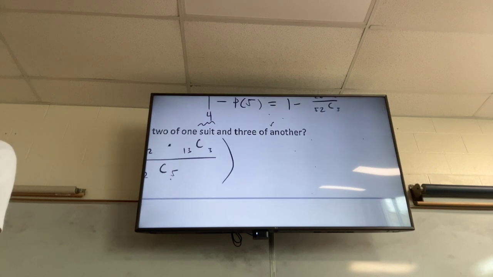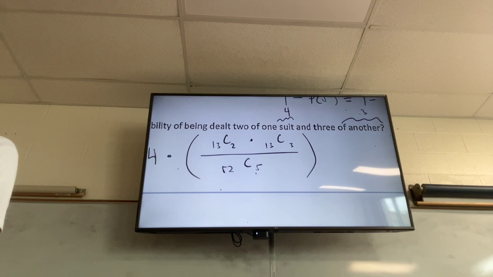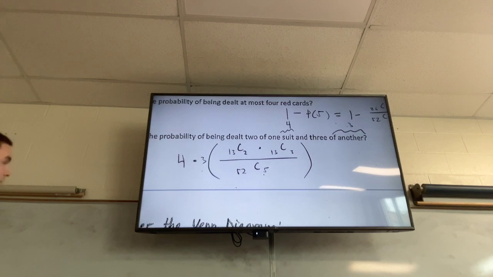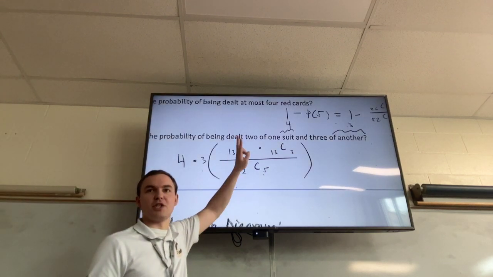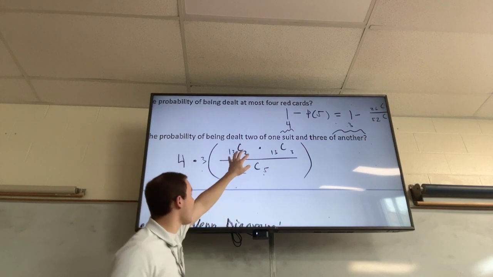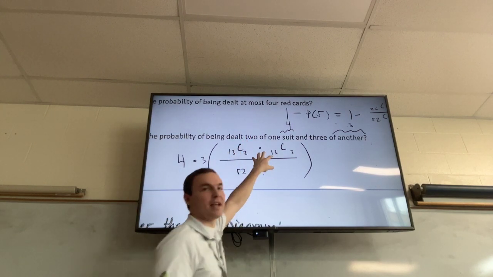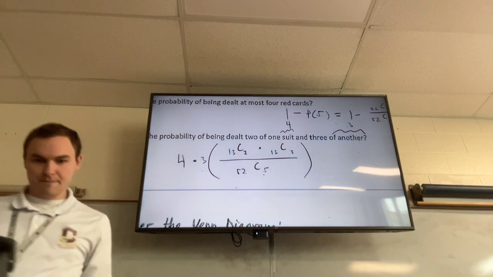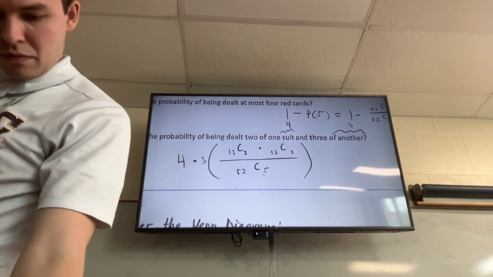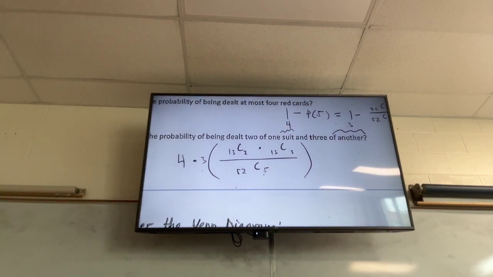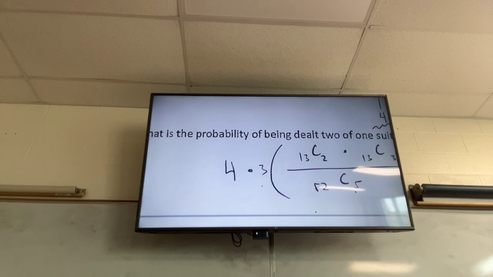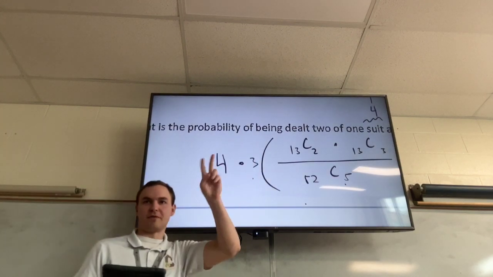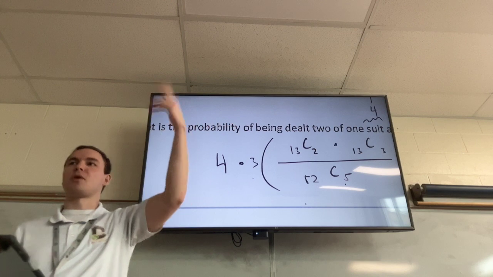How many choices then do I have for the second suit? 3. So I multiply it by 4 times 3. Right? So for one particular 2-suit combination, this is the probability of it happening, getting 2 of the first suit, 3 of the other suit. But then I have to multiply by the total number of 2-suit combinations, or it's a permutation here.